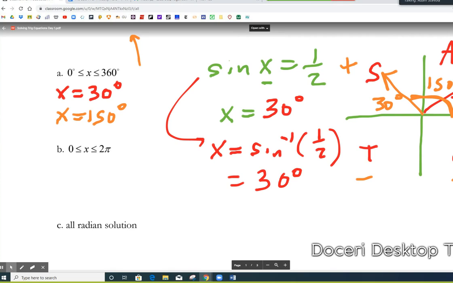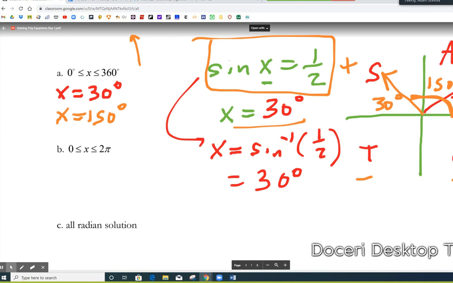Hopefully you have those open. We did 2 sine of x minus 1, we isolated the sine of x, and we got the sine of x equals 1/2. Then we just did the inverse operation to see what value satisfied it. And we got 30. The sine of 30 is 1/2.